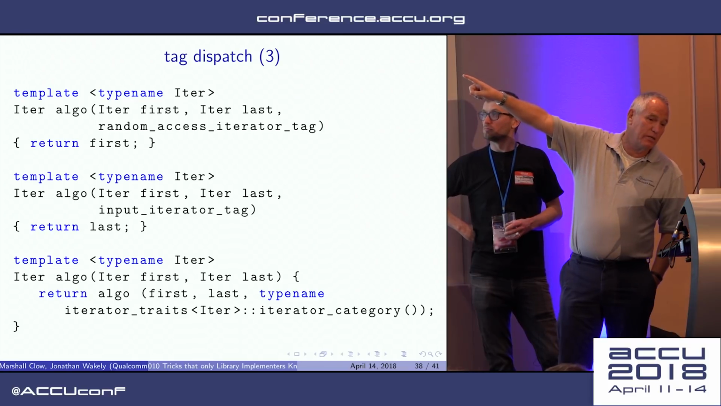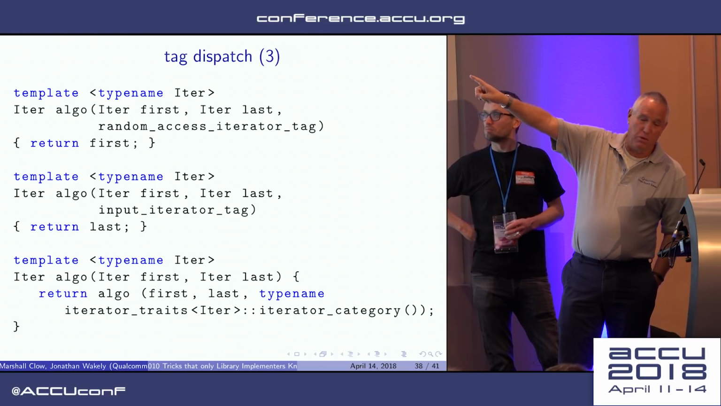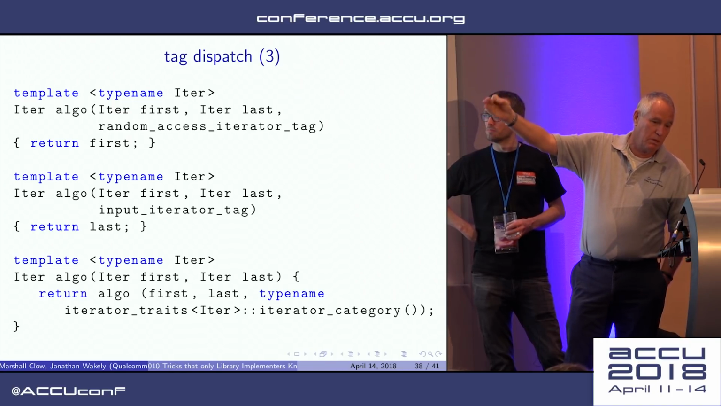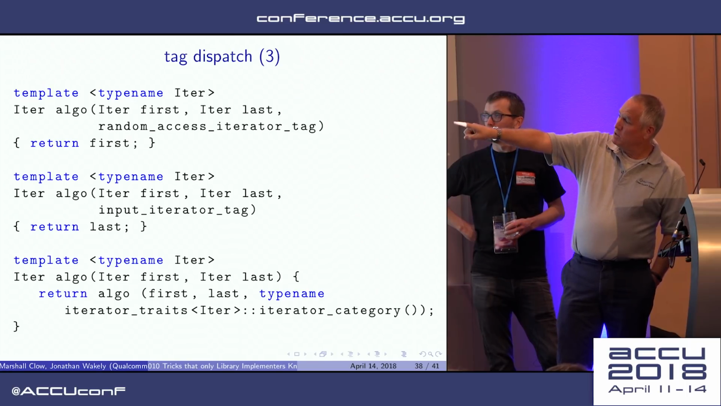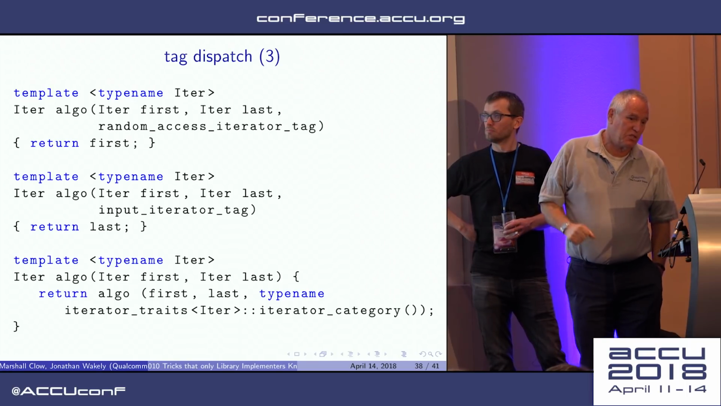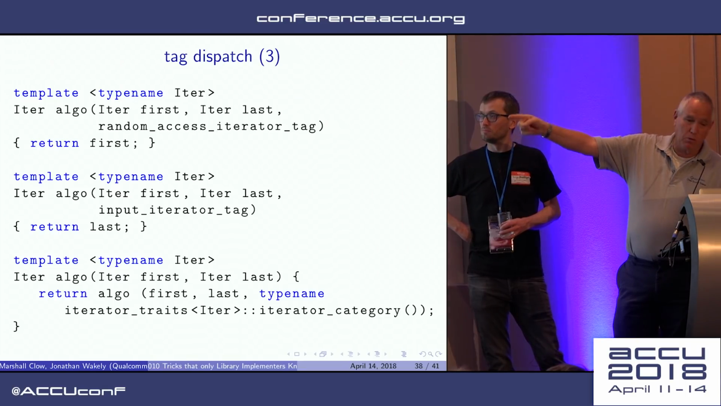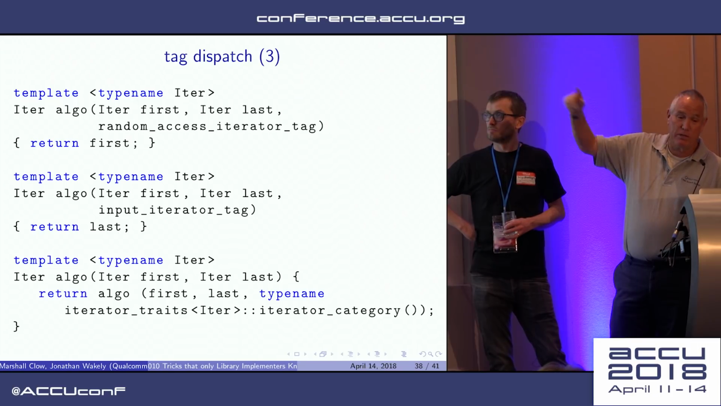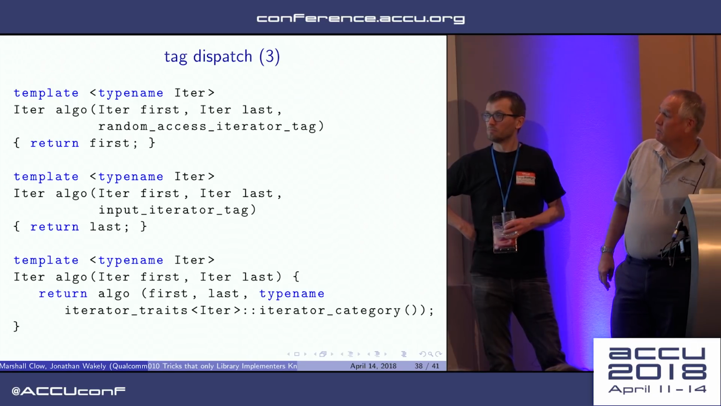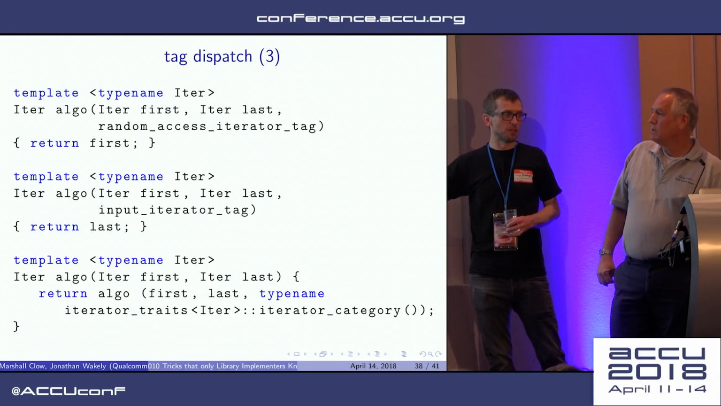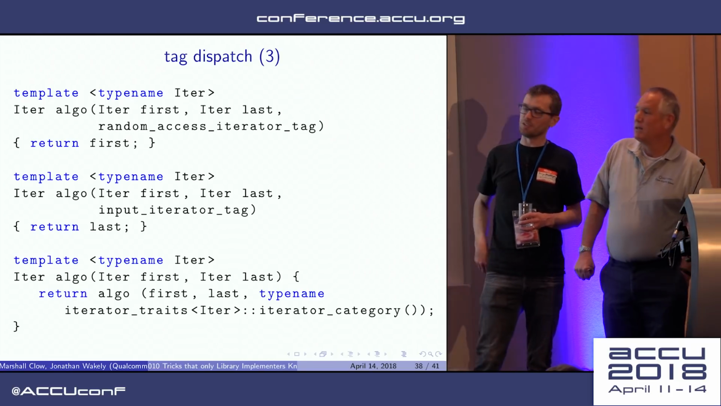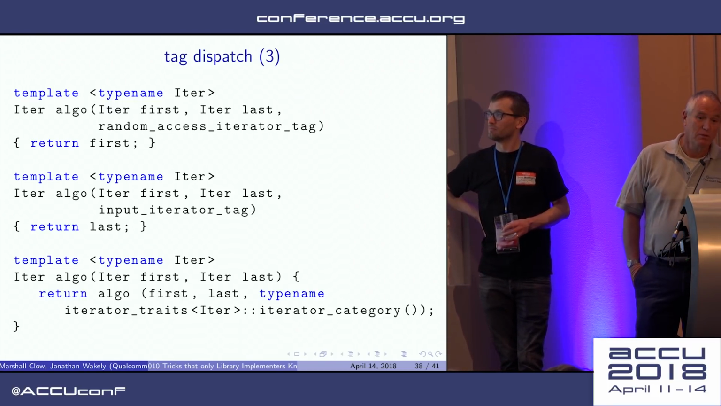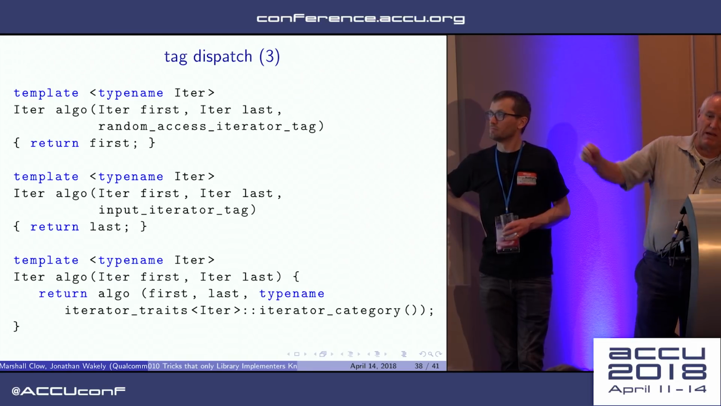If I get random access iterator, it's going to take the one at the top of the screen. If I get anything else, input, forward, bidirectional, it's going to choose the second one, because forward and bidirectional are derived from input, and they can be converted to it. Is it that way, or do I have it backwards? Input's the base class. Input is the base class, so it will slice to that base. Slicing an empty class to another empty class is pretty simple. And it will select that.